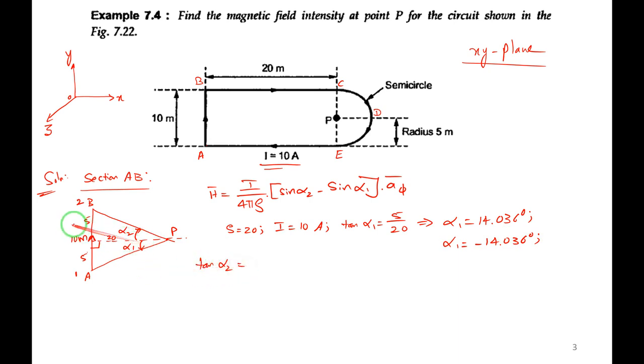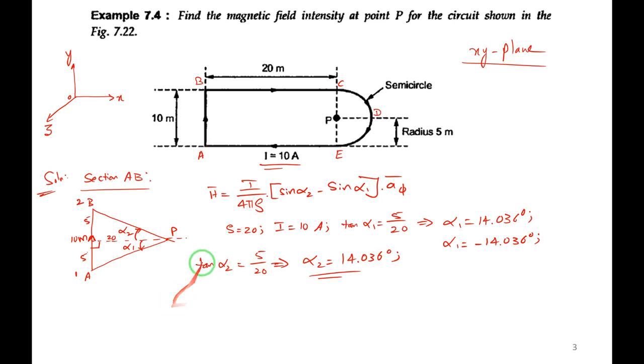Tan of alpha 2 equal to opposite by adjacent, 5 by 20 once again, right? Opposite by adjacent, 20. So the angle will be same because we already calculated alpha 2 is equal to 14.036 degree, but here it is positive because it is measured above the perpendicular line.